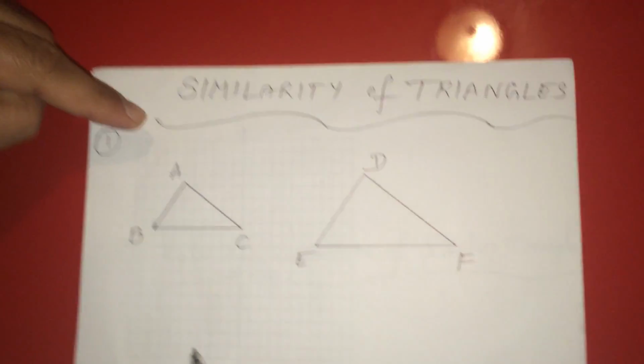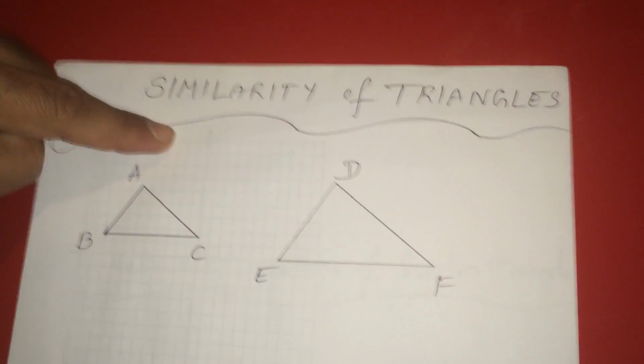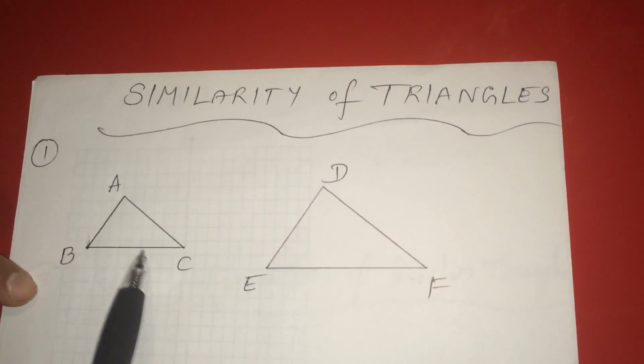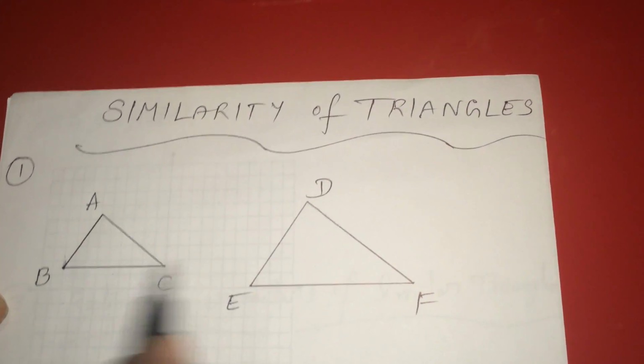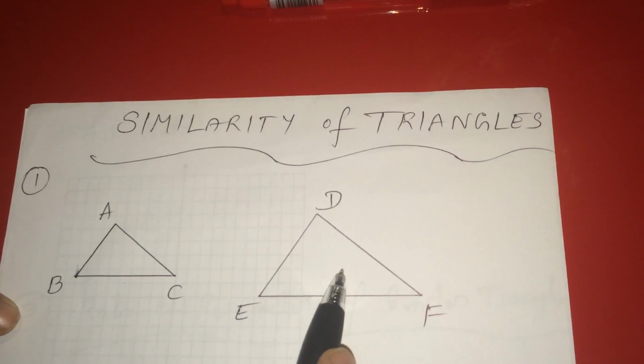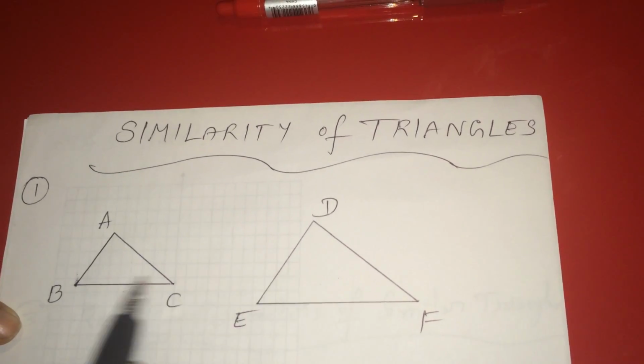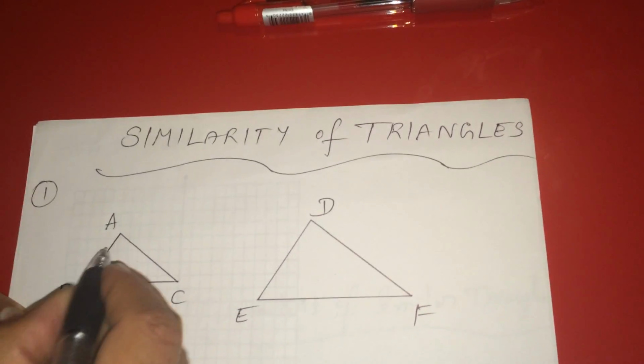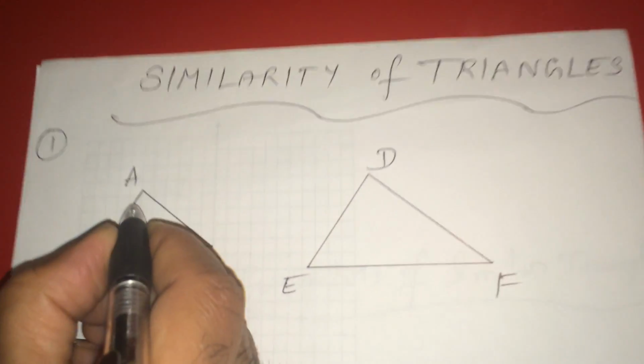Now I am going to explain the similarity of triangles. Whenever two triangles are similar, for example here triangle ABC is similar to triangle DEF, the corresponding angles are equal.